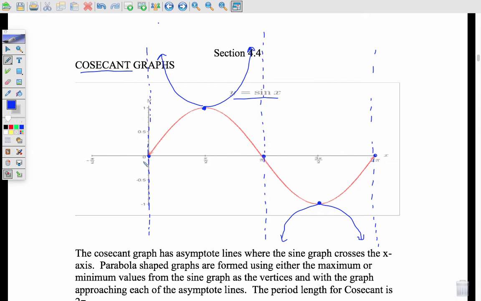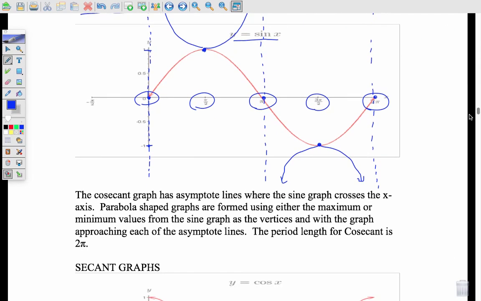Notice we have the same critical points, 0, pi over 2, pi, 3 pi over 2, and 2 pi, which means we have the same period length, 2 pi divided by b. We have the same amplitude. This one goes up to 1 and down to -1, or our a value. Any phase shift or vertical translation would apply the same way it applies to sine. So sine and cosecant, as reciprocal functions, essentially use the sine curve to make the cosecant curve.